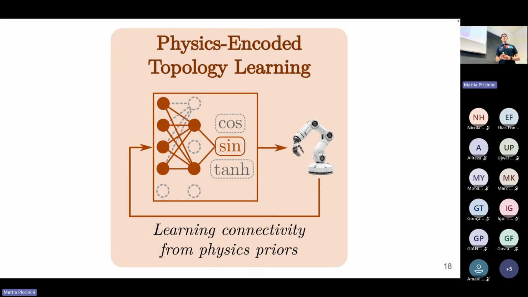Here the physics priors can be integrated in the way you design these functions. If you know that you have a robot manipulator whose dynamics can be written as a combination of trigonometric functions, then you know you will need sine, cosine, etc. You can use them in your dictionary. Then the neural network will tell you which of them are actually meaningful, and it will also tell you in which way you should combine them.